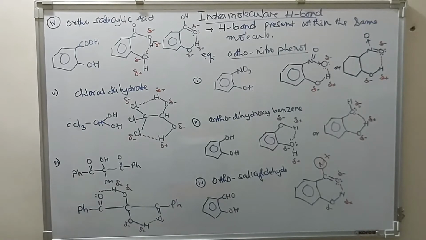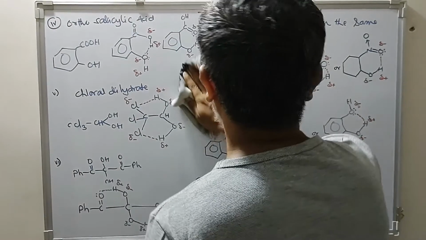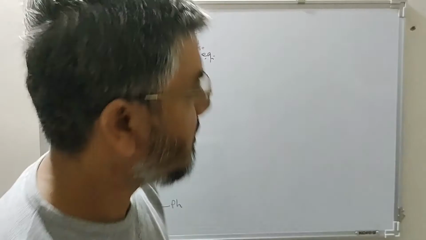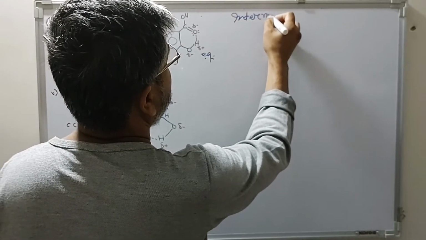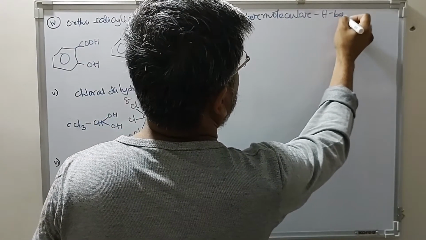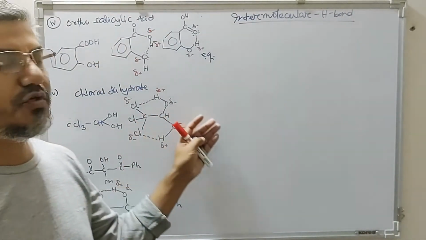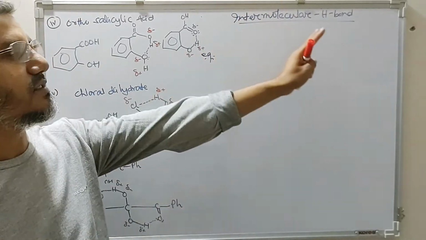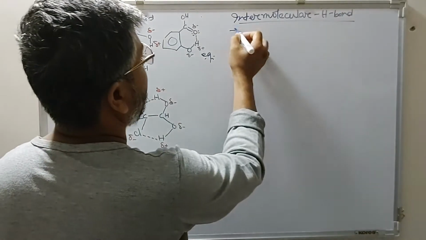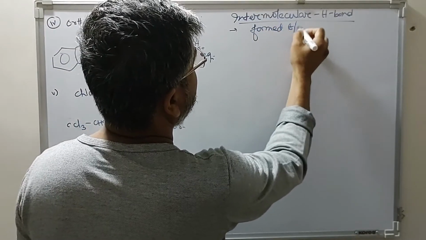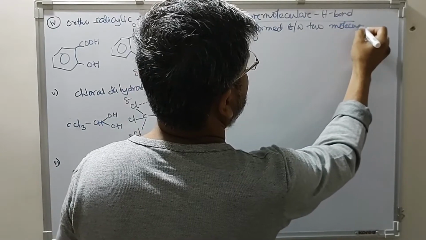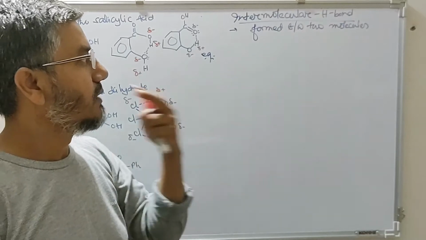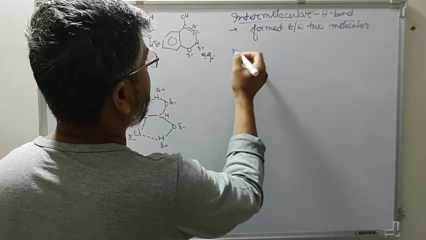The other type of hydrogen bond is the intermolecular hydrogen bond. As the name suggests, this hydrogen bond is present between two different molecules, or two molecules of the same compound. So two molecules के बीच में अगर hydrogen bond है, then we say this is an intermolecular hydrogen bond. It is formed between two molecules. These two molecules may be different or the same, but this is between two molecules. This is known as an intermolecular hydrogen bond.